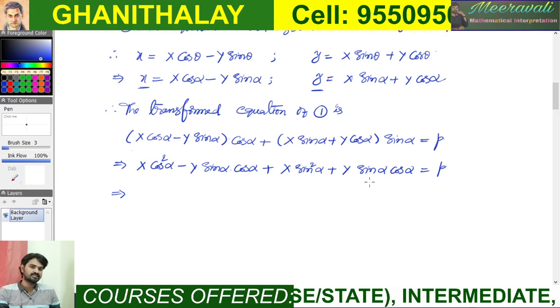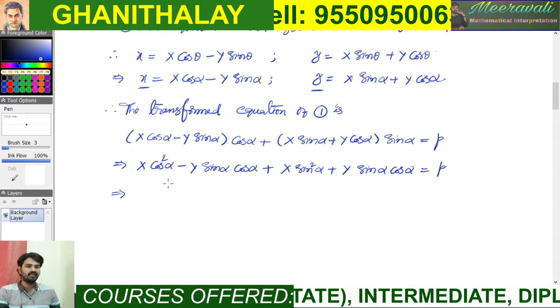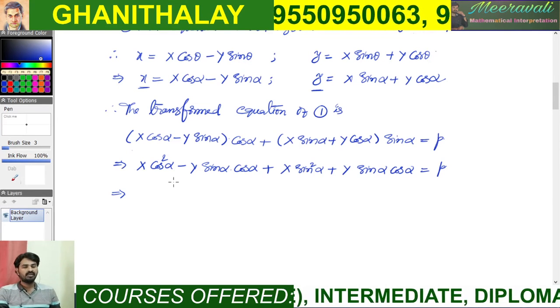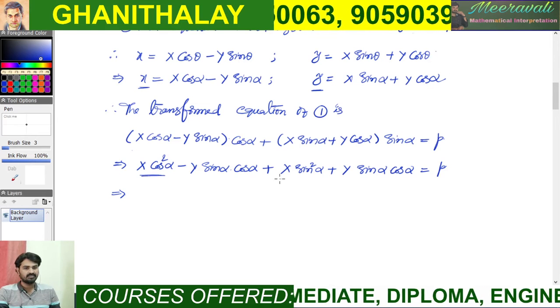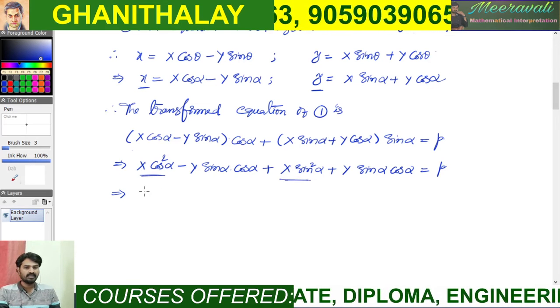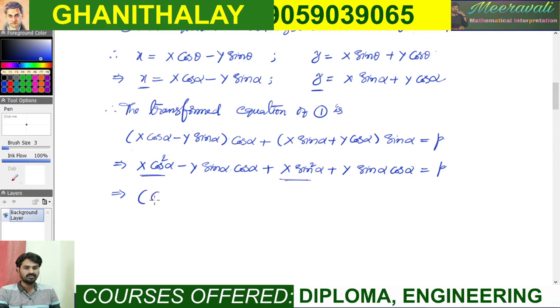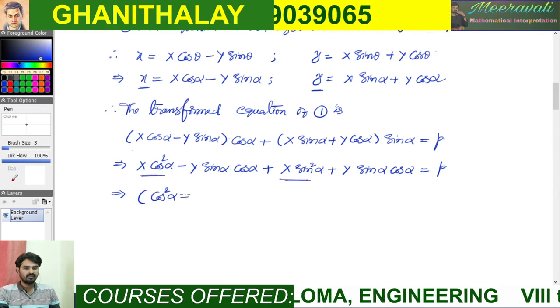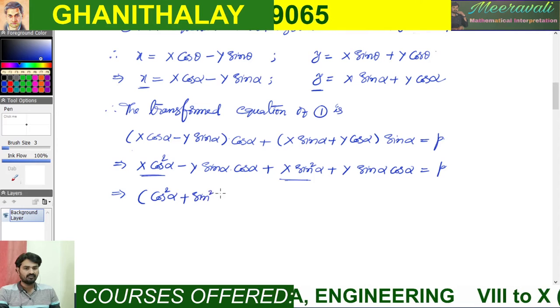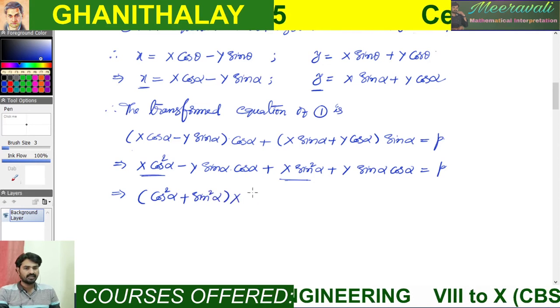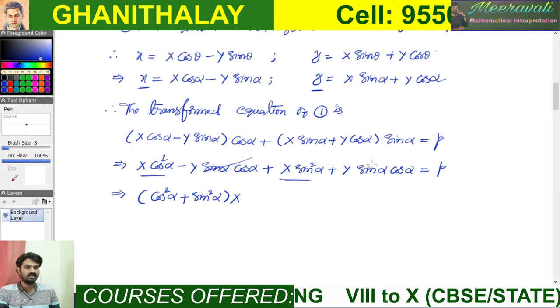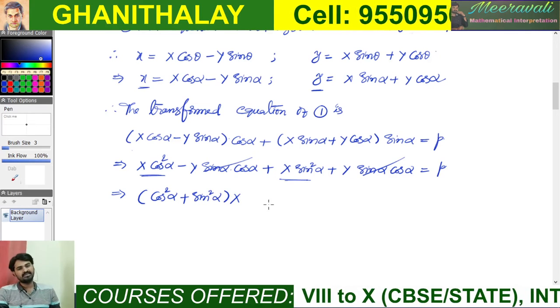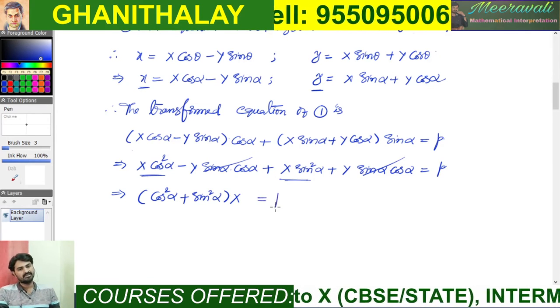There is no x square, x into y and y square term. Okay, further you go for x term. So here this is x term and this is x term. You can take x term common. How much will you get? Cos square alpha plus sin square alpha into capital X. Next, if you take y term common, here minus y sin alpha cos alpha plus y sin alpha cos alpha cancel. This is equal to p.